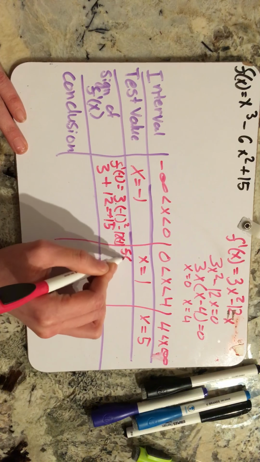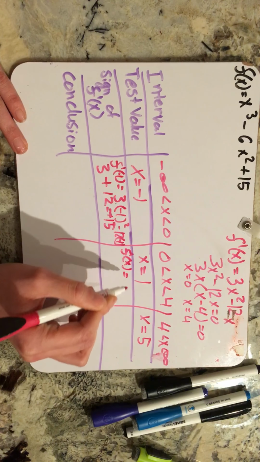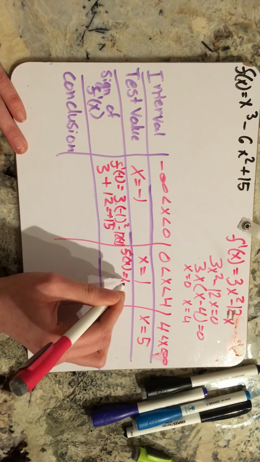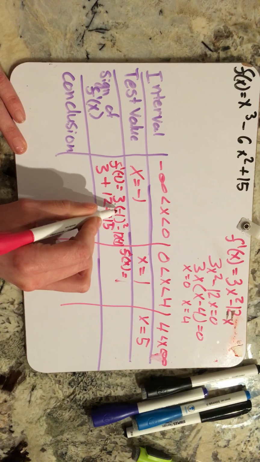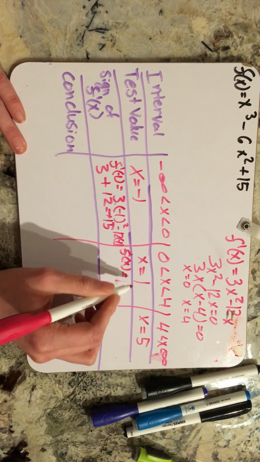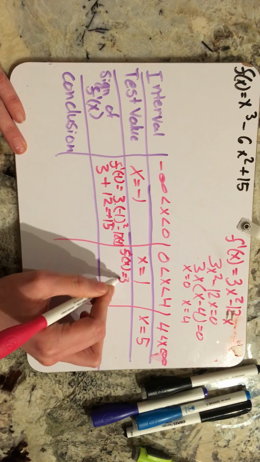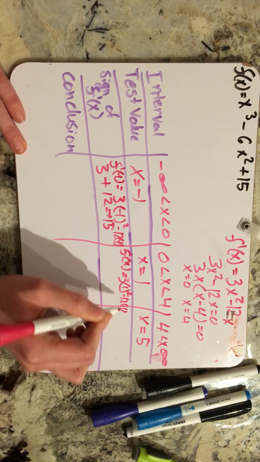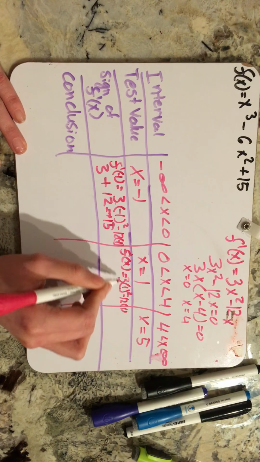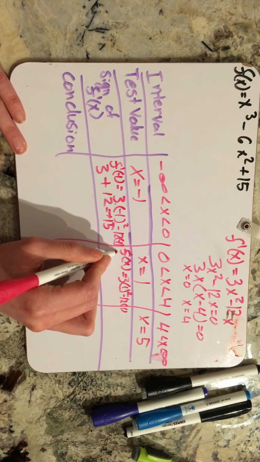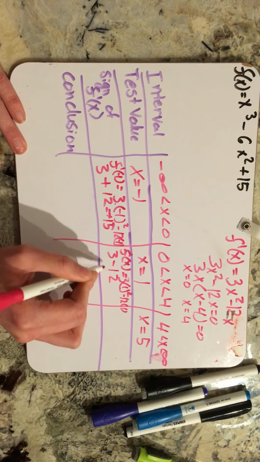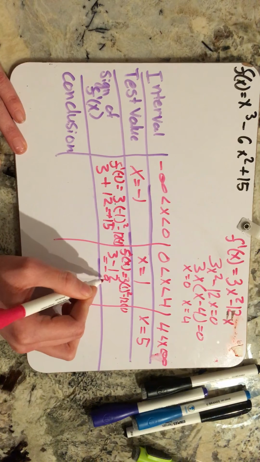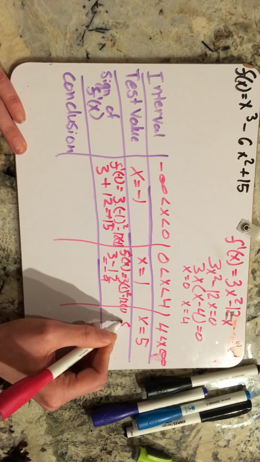Now f prime of 1. Let's see, 3 times 1 squared minus 12 times 1. Okay, so then 3 times 1 is going to be 3 minus 12. We know this is going to be a negative number. This is going to be negative 9, I believe. All we need to know is it's negative.